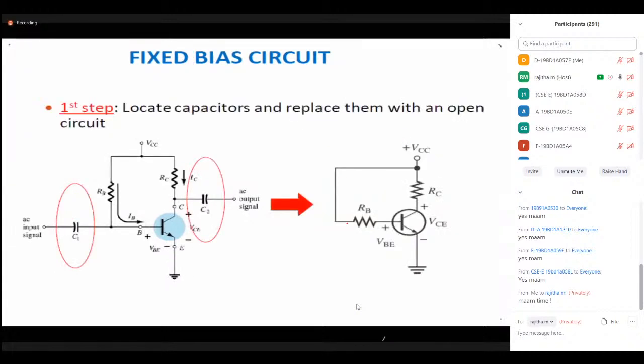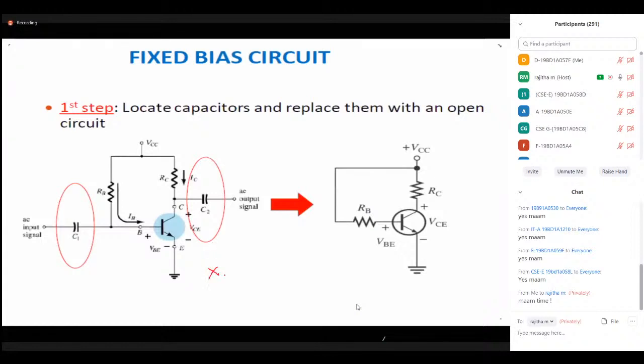So in order to analyze the DC analysis, we are doing the DC analysis. If I'm doing the DC analysis, then these two capacitors must be open. In order to act like an amplifier, we have to connect this capacitor, but now we are doing the DC analysis.